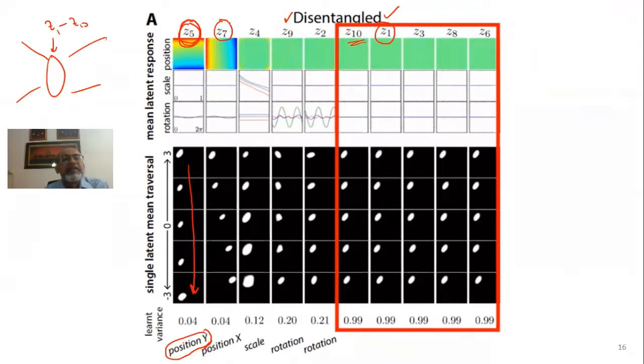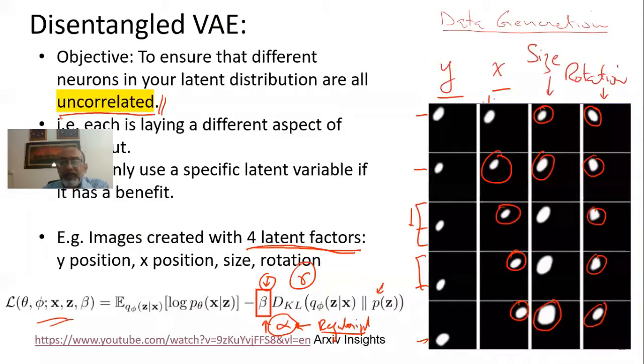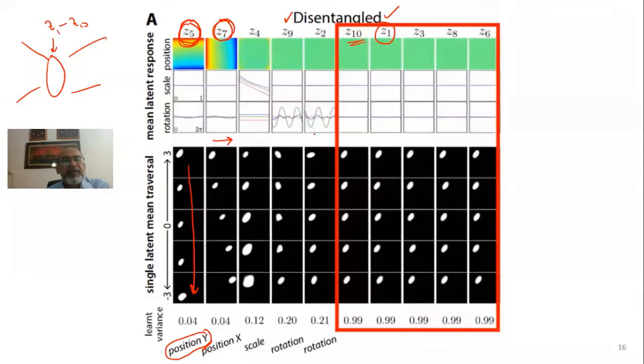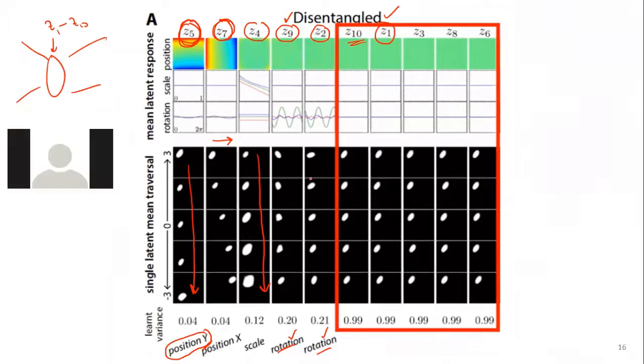When you're varying Z7, then it's varying the X exactly as it was in the original data that was used to generate these images. It's actually able to capture those original variables. When you're varying Z4, it's changing the size of the object. When you're varying Z9 and Z2, it's changing what seems to be the rotation. So either the X direction of the rotation, you can have something rotate in 3 dimensions. So it's capturing 2 of those dimensions. Did that answer your question? Yes, sir.